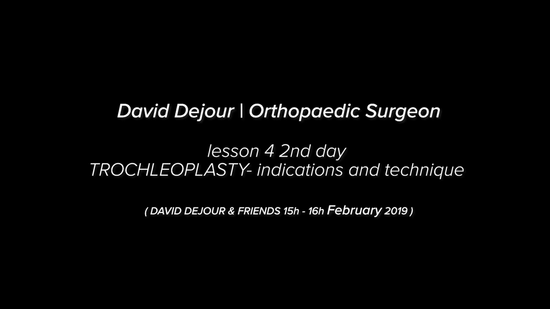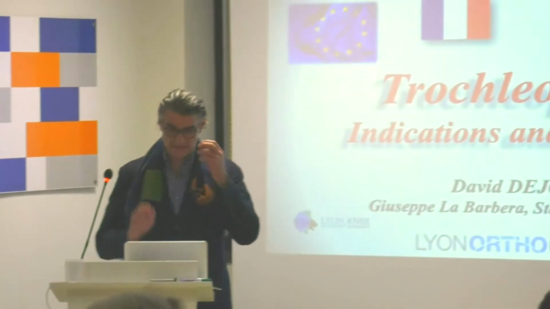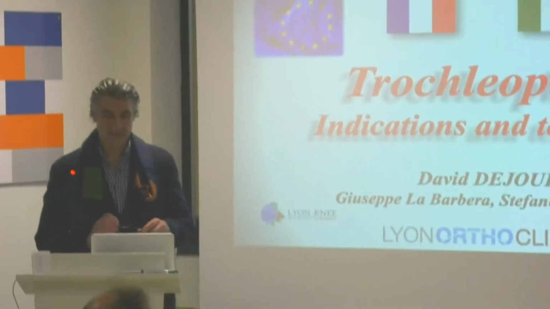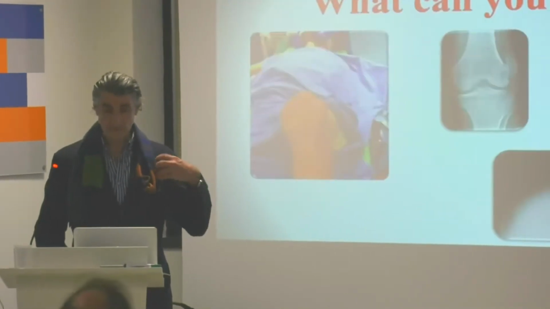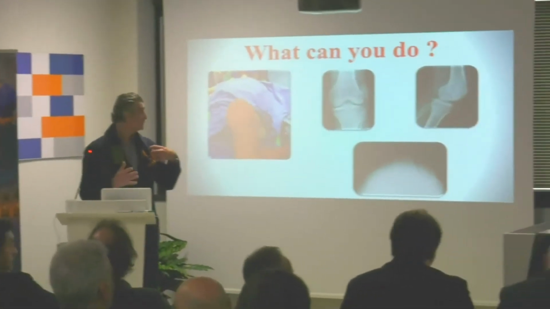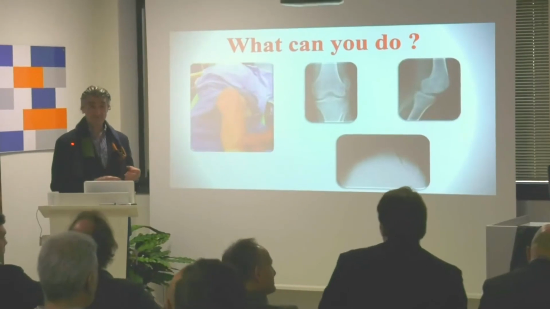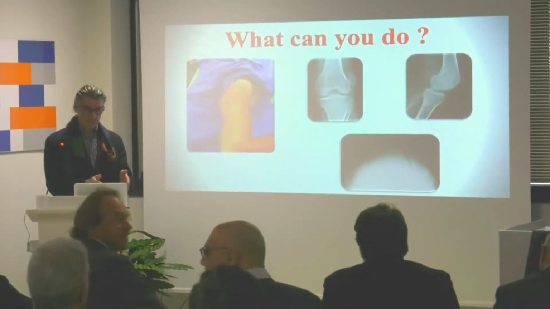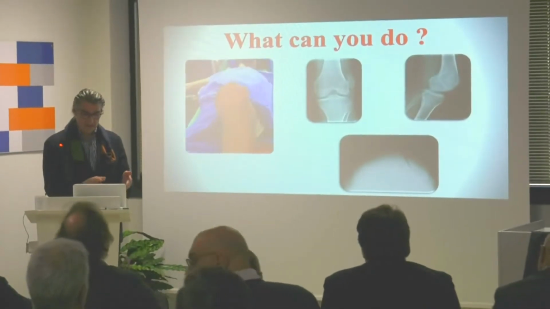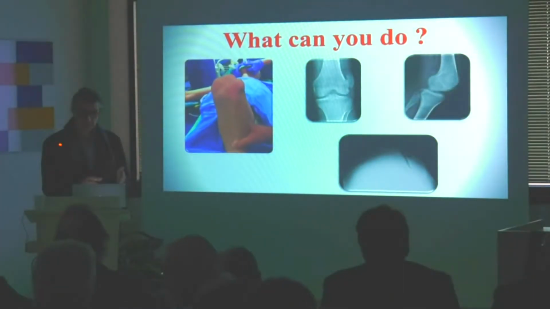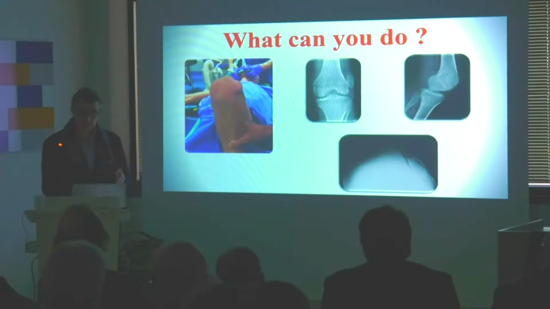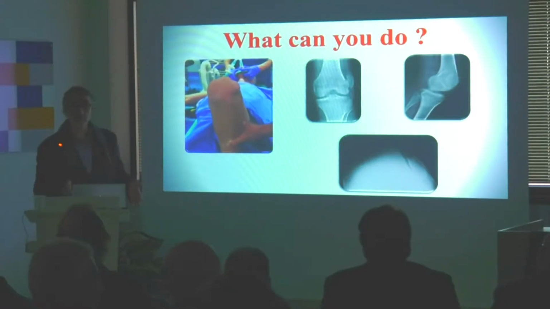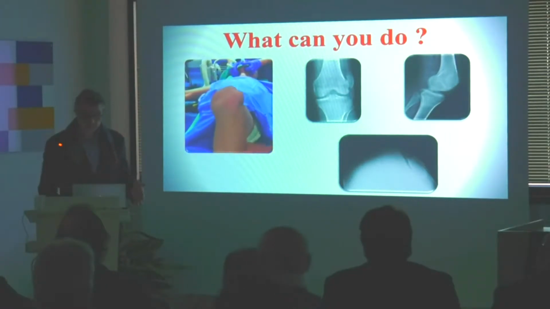And also the trochleoplasty and trochleodysplasia. So trochleoplasty, indication and techniques. So you have to look at that because you test the patient, you see he has a permanent patellar dislocation. These are his X-rays. You see the patella is on the lateral side. So what to do with that?